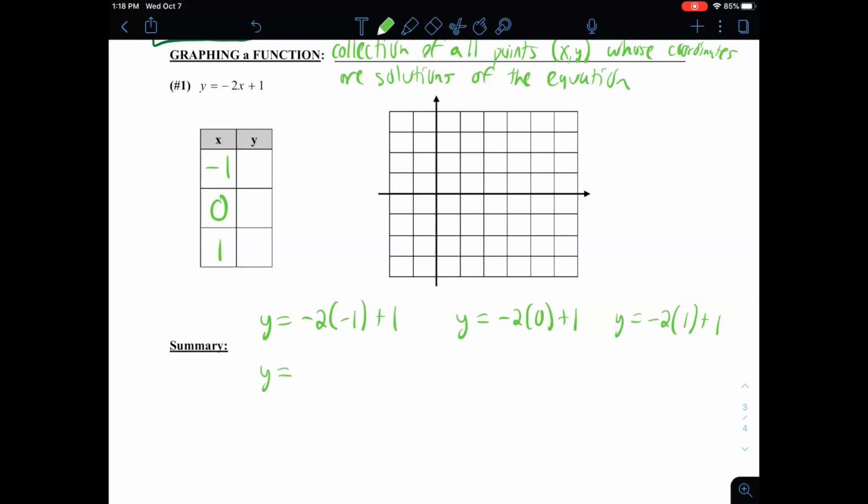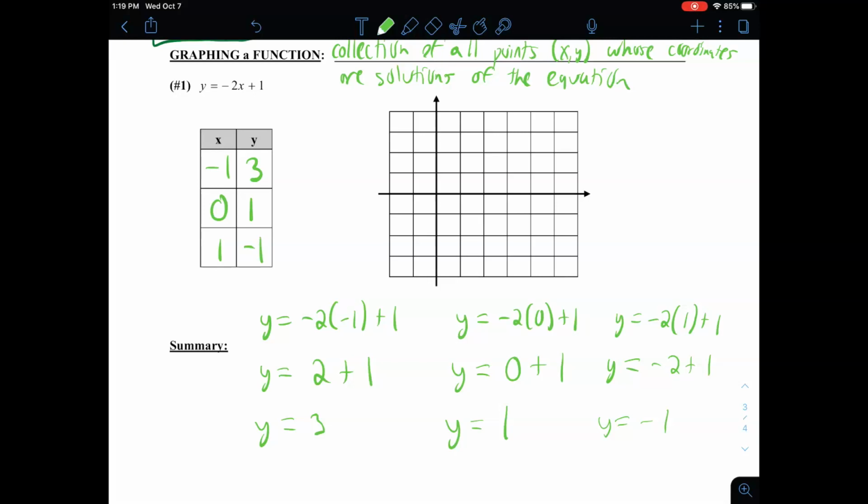So we got y equals, what's negative 2 times negative 1 going to be? Remember, we do PEMDAS. We don't do plus 1 first, we do multiplication first. Negative 2 times negative 1 is 2, plus 1. So y is going to equal 3, so we get 3 for negative 1 as a solution. Okay. Negative 2 times 0 is what? It is 0 plus 1. 0 plus 1 is 1. So this is going to be 1. And y is going to equal, we got negative 2 times 1, which is going to be negative 2 plus 1. And negative 2 plus 1 is going to be negative 1.